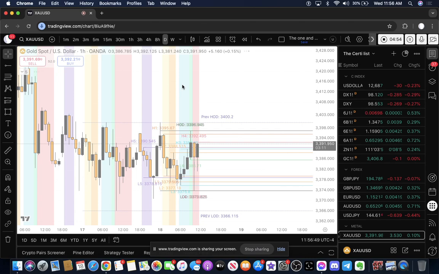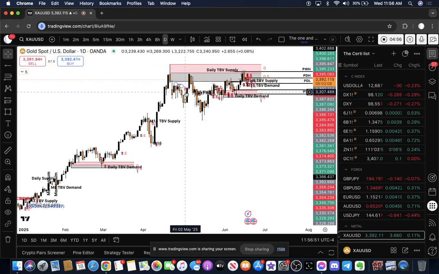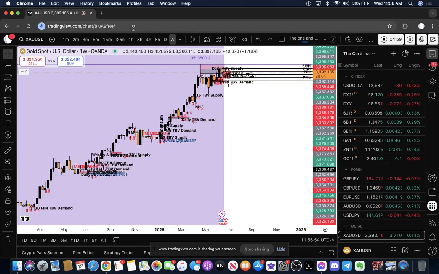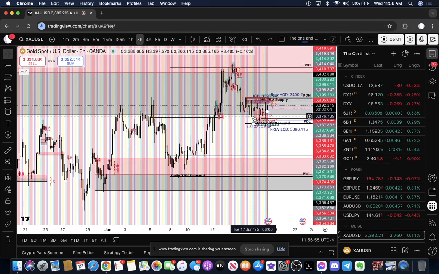Gold, previously going into this one. Daily structure is still bullish. Weekly structure is bullish as well, right? H3, we're in a bit of a range.